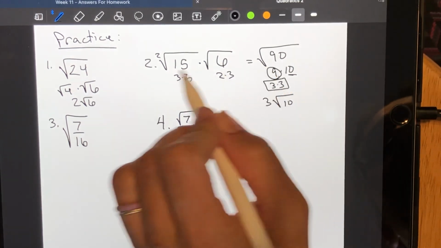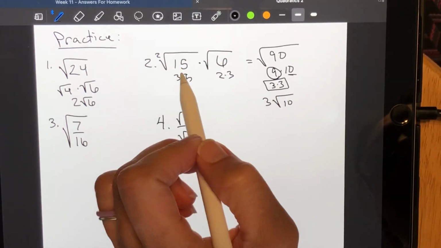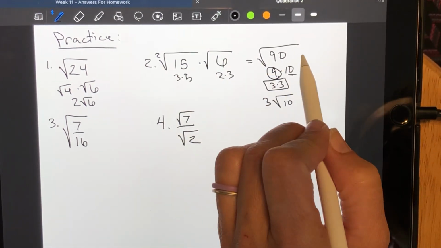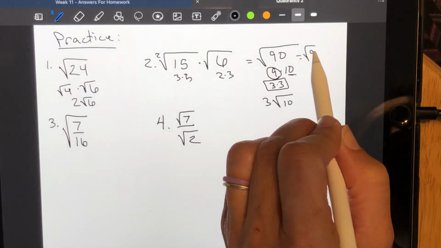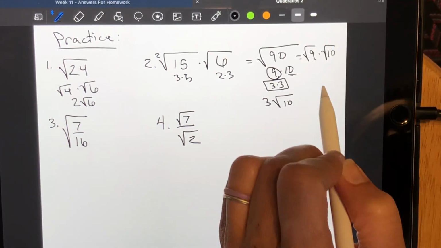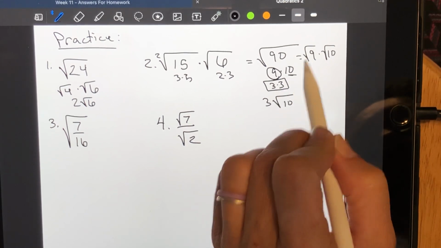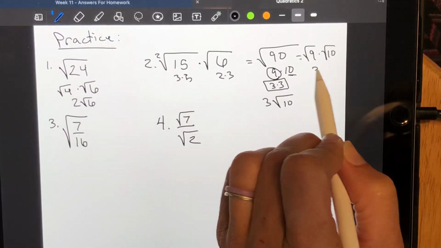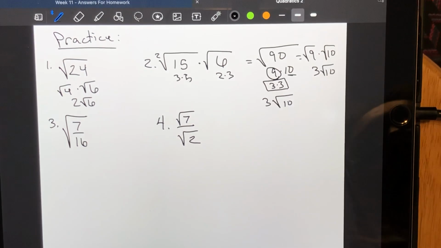If I had this as 90, I could go ahead. Another way to think about it is to do 15 times 6 gets me the 90, and then I could break it back apart into the square root of 9 times the square root of 10. And then that way we already see that our square root of 9 is 3. Our square root of 10 can't be simplified anymore, and we have 3 square roots of 10.